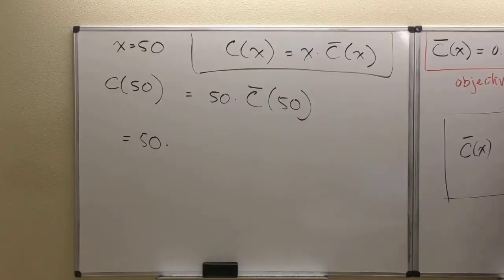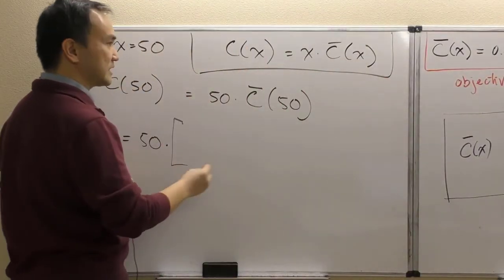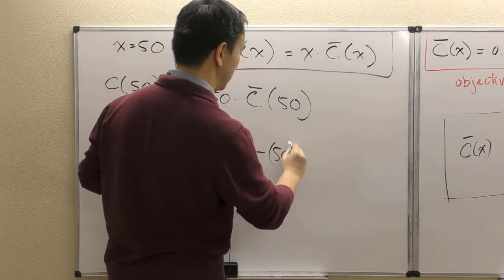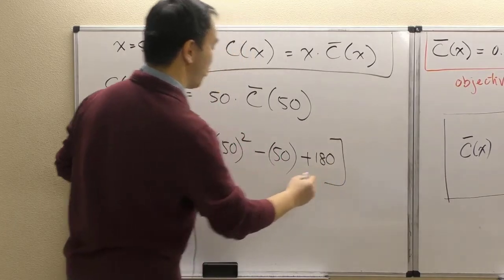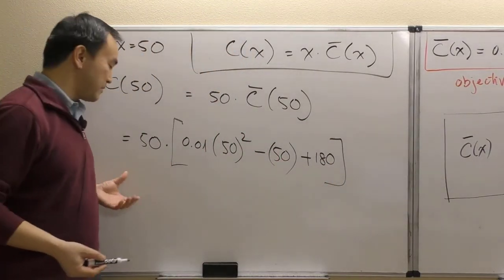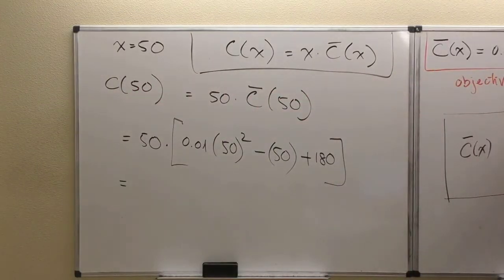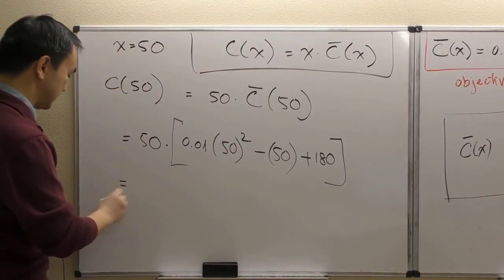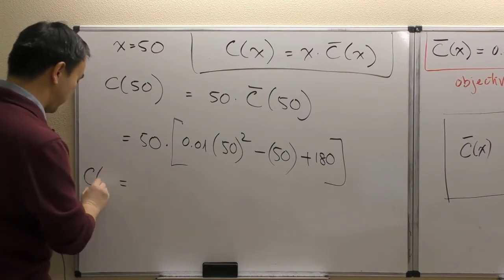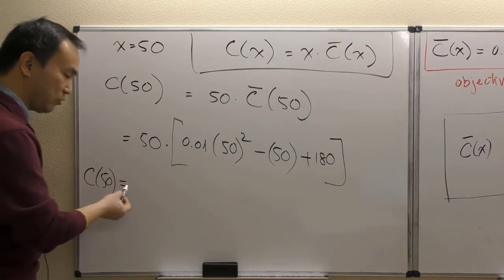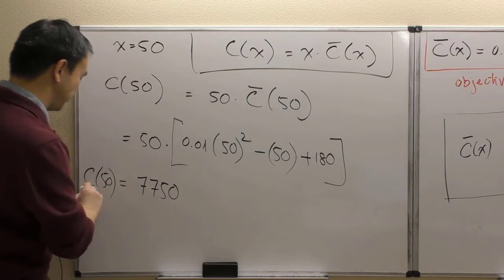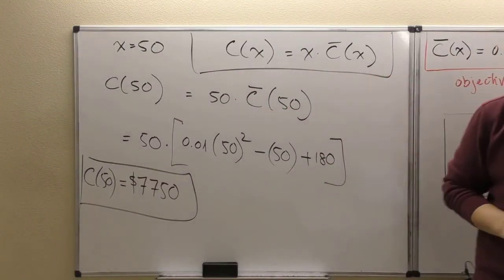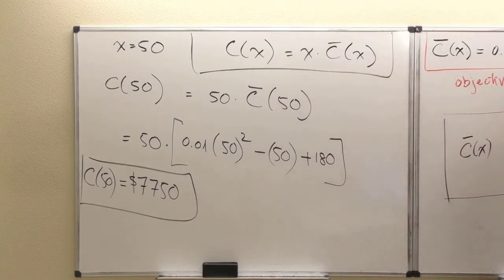So now I'm going to open a pair of brackets here, and we're looking at 0.01 times 50 squared minus 50 for the x, plus 180. At this point I am going to quickly step away to do a calculation, and I should be back shortly. All right, so I have come to finding that the total cost, C at 50, after my final calculation equals $7,750. This is the final amount, so let's put a dollar sign on it. $7,750. So that's how we found our answer.